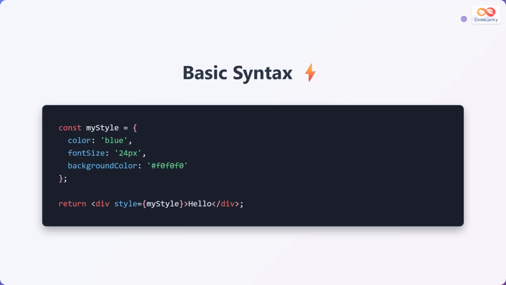Let's take a look at the basic syntax for using inline styles. First, you define a style object as a JavaScript constant. Inside this object, you specify your CSS properties and their values. Notice that CSS properties are written in camel case instead of kebab case. Then, in your React component's return statement, you apply this style object to an element using the style attribute. Remember to enclose the JavaScript object in curly braces.